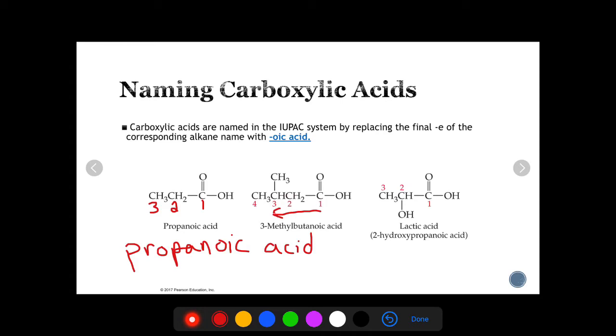Okay, this last one, the first name listed is the common name, and a lot of the smaller carboxylic acids are named using common names, but we also have the IUPAC name underneath. So we have 3 carbons, which is propane, and then we change the E to oic, so propanoic acid. And then they name the OH, the hydroxyl group, so 2-hydroxypropanoic acid.